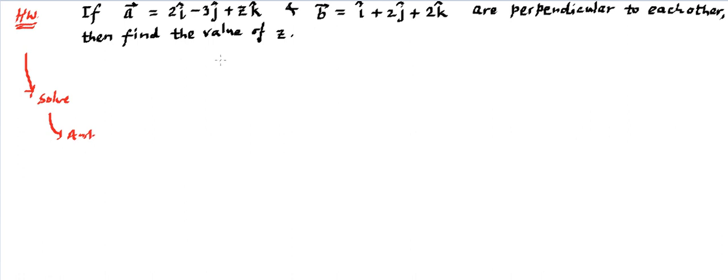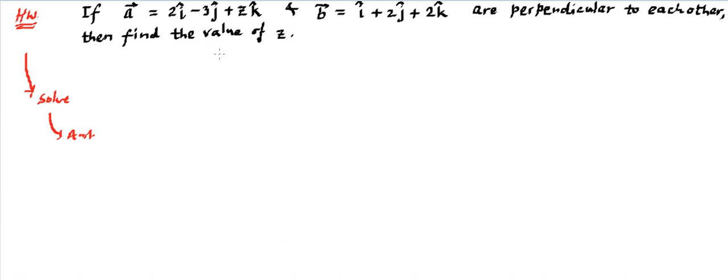Just a hint I can provide you. These two vectors are perpendicular, so we know whenever two vectors are perpendicular, their dot product is 0. If you catch this, it's done. What you need to do is go for the dot product, put it equal to 0, and you will get your answer. This is the question you can use, and a similar type of question has come in the examination as well. So that's important for us.